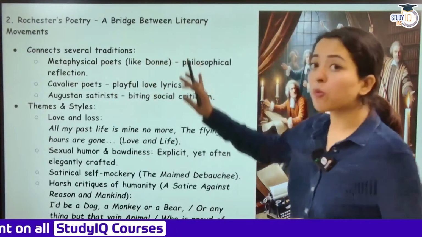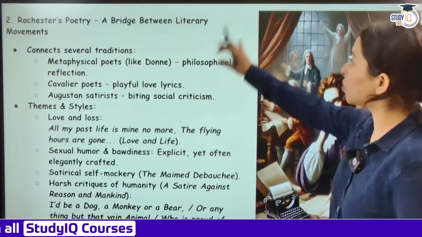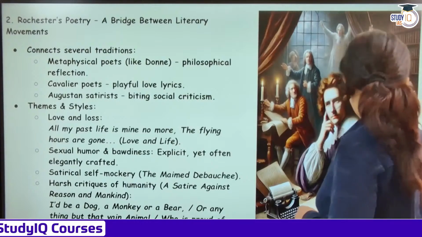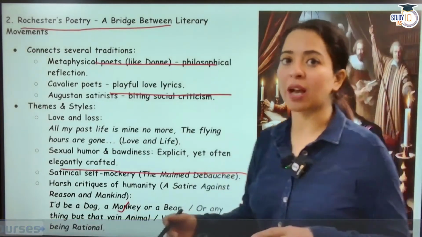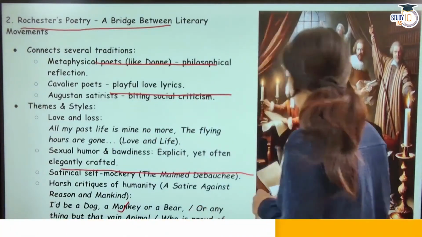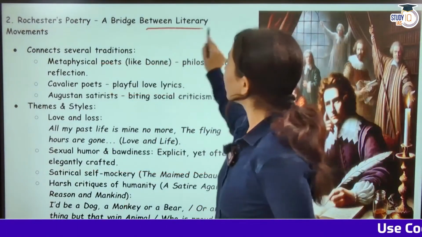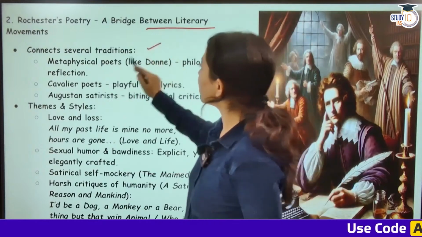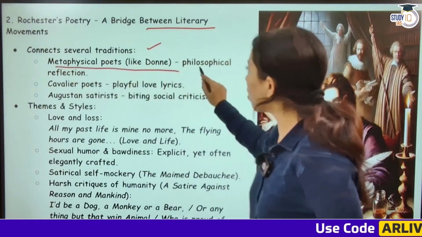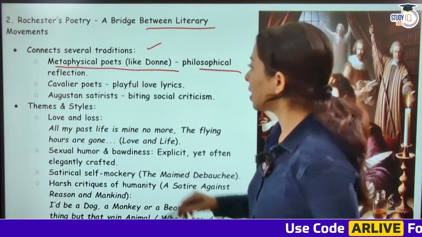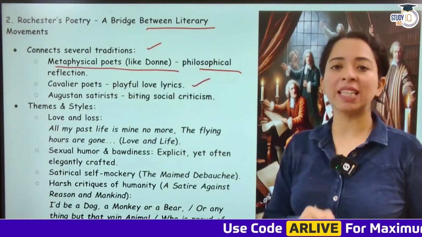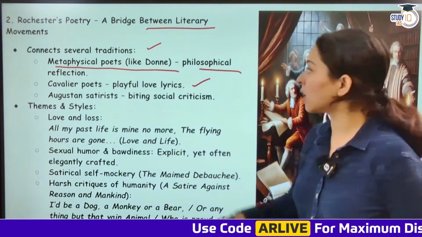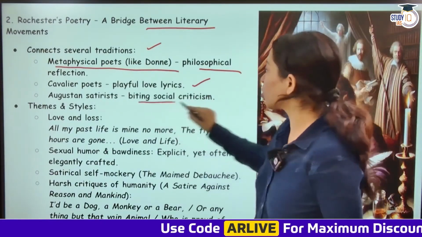So if we look at Rochester's poetry, it is a bridge between literary movements. So why is Rochester important? Because his poetry acts as a bridge between literary movements. It connects several traditions: metaphysical poets like John Donne, with philosophical reflection; Cavalier poets, with playful love lyrics. He wrote like the metaphysical poets and also like the Cavalier poets. And there was Augustan satire, with biting social criticism too.